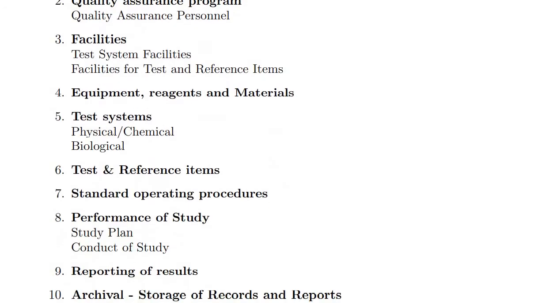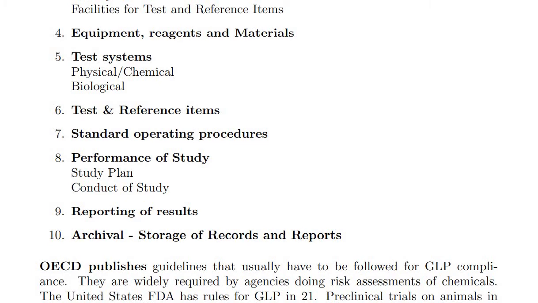After that, equipment, reagents and materials. Then the test system: physical, chemical and biological. Then the test and reference items, and standard operating procedures. After that, performance of the study plan and conduct of the study, then reporting of results, and then archival storage of records and reports. Okay, these are the principles of GLP.